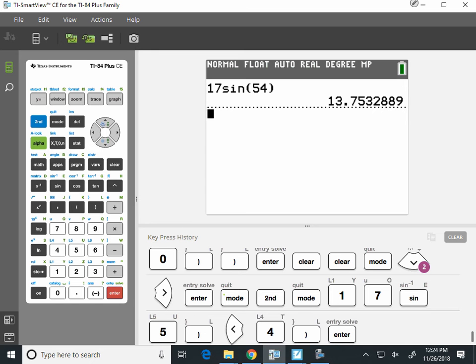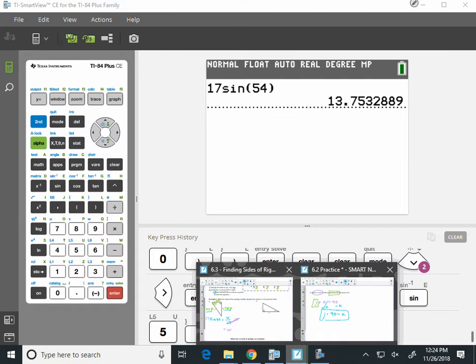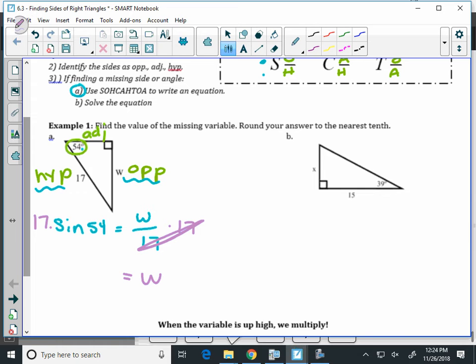Rounded to the tenths, it's going to be 13 point what? The 5 would bump the 7 up to 8. So 13.8. And there you go. Questions over that? Yes. Yep, your scientific calculator works too. And you don't have to worry about changing it either. Those are nice as well.